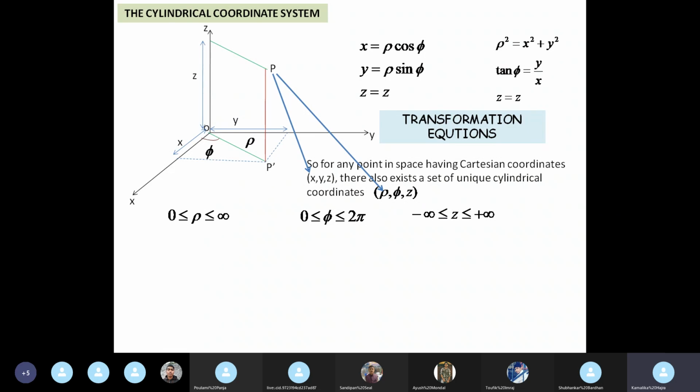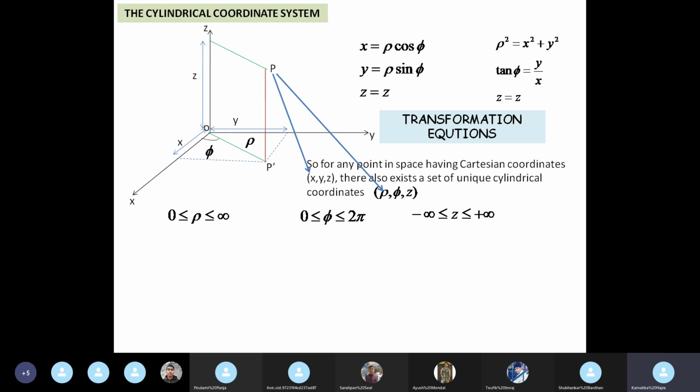All right. So we have got the limits of our coordinates. In the xyz system, all three of them, x, y and z, can lie between minus infinity and plus infinity. Here we have rho between 0 and infinity, we have phi between 0 and 2 pi, and we have z between minus infinity to plus infinity.